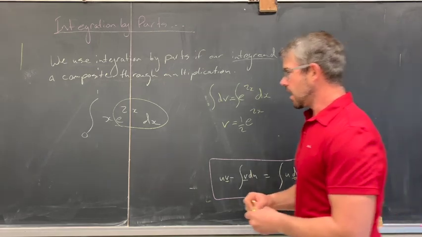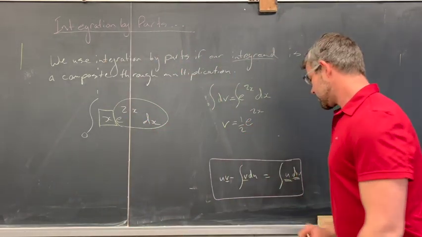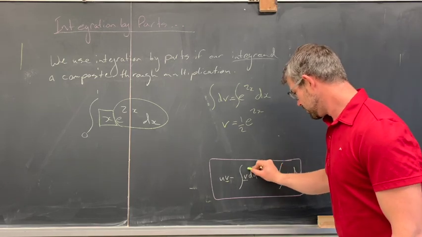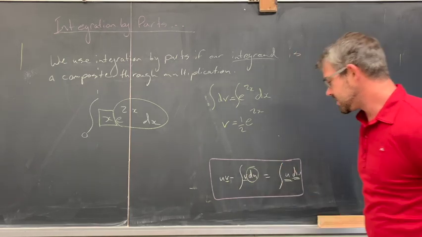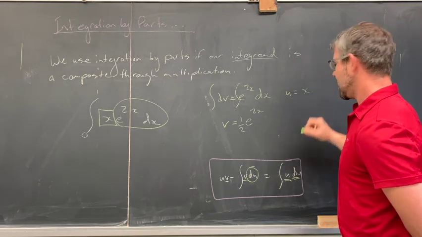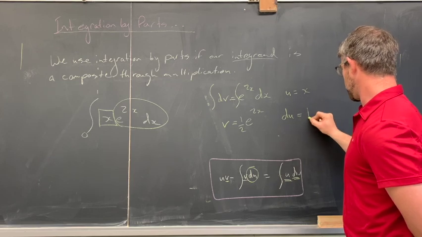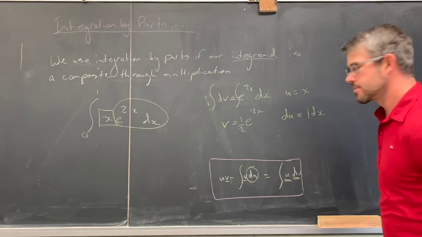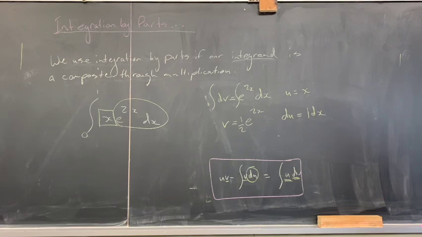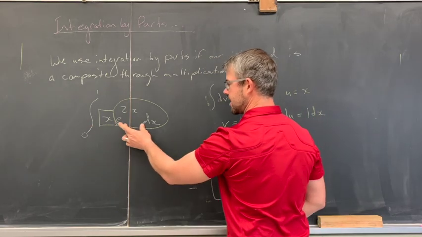So that must mean my other function is going to have to be u. So I'll start off with u, that's x, and I'll take its derivative. So du is equal to, well, would you look at that, 1 dx. So now as I put these things together, I know I've got the integral of u times dv.